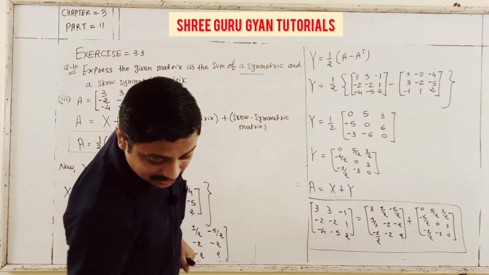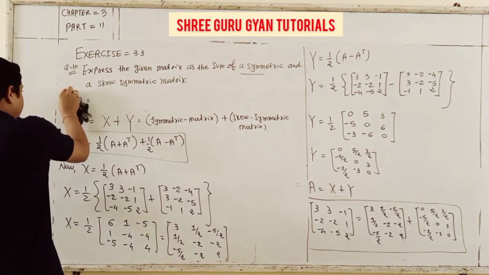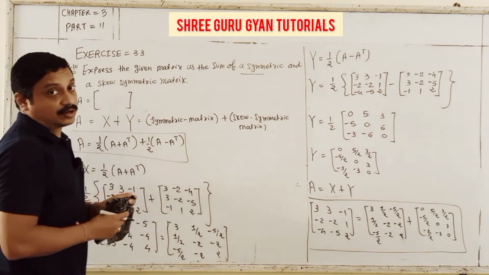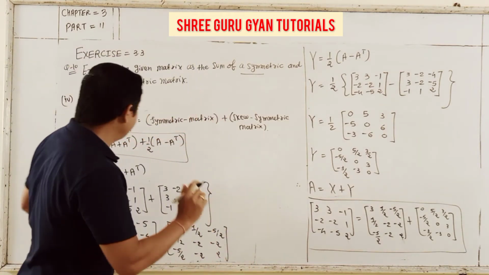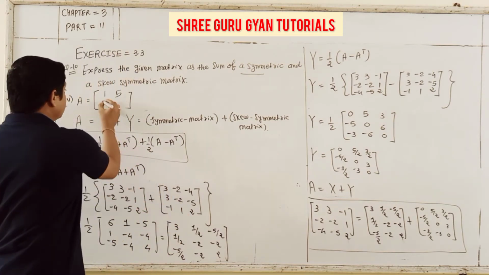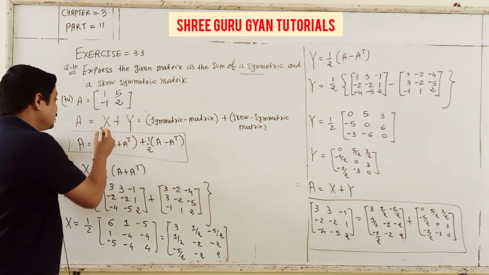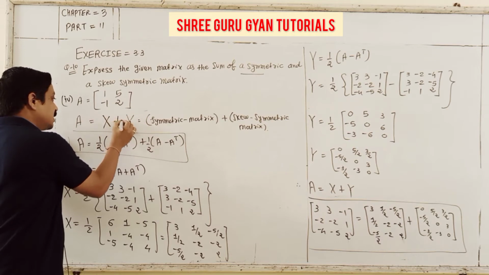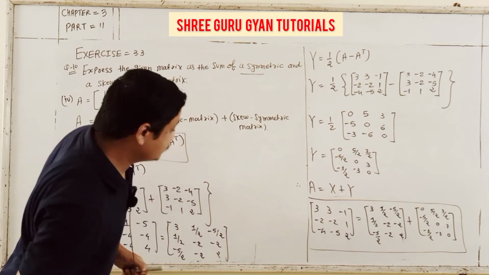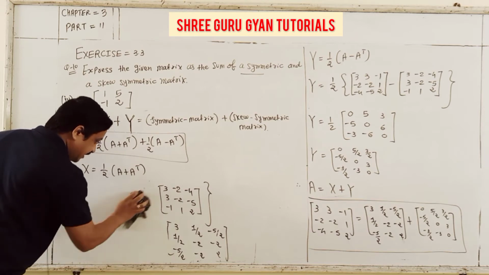Now I am going to the fourth question. Again represent it the same way, as a sum of a symmetric and a skew symmetric matrix. 1, 5, and second 1, 5, minus 1, 2. Again check 1, 5, minus 1, 2. So this is the same. You write down the same way, as a sum of the two matrices, symmetric portion and skew symmetric portion, and up to that it is the same. X becomes half of A plus A transpose.